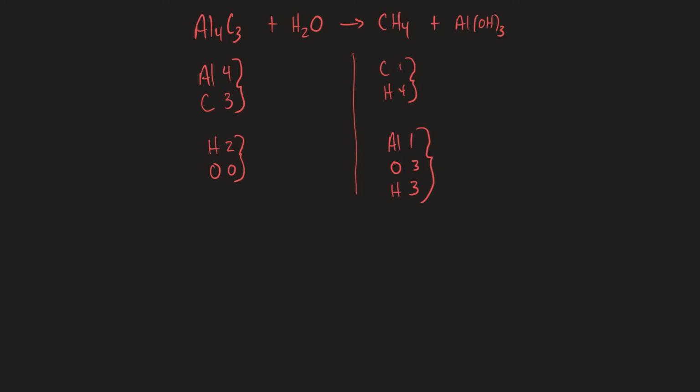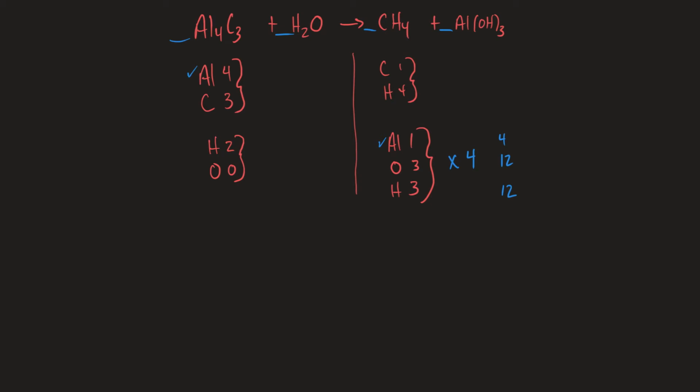So where do I start? Well, I'm going to start with aluminum because I can see right away that my aluminum is not balanced. I have 4 aluminum on the left side, 1 aluminum on the right side. So if I make this a coefficient of 4, let me put my blanks in there for my coefficients. So if that's a coefficient of 4, then I've got 4 aluminum, 12 oxygen, and 12 hydrogen. All right, so aluminum is good.